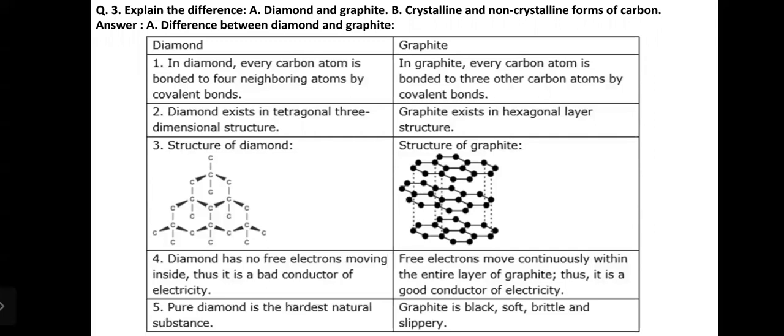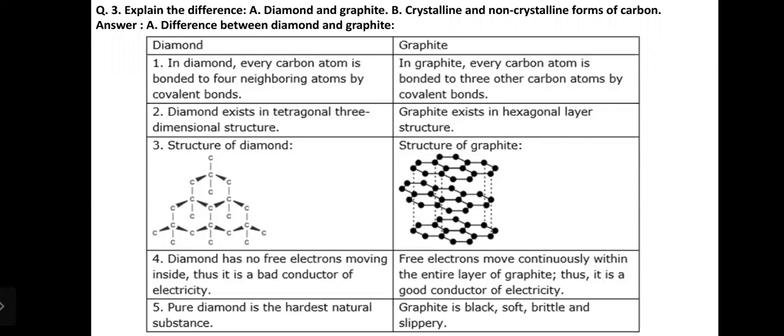Second is their structural difference. Diamond has a tetragonal three-dimensional structure, but graphite has a hexagonal layer structure. Third difference, you can draw their atom arrangement and show the difference.